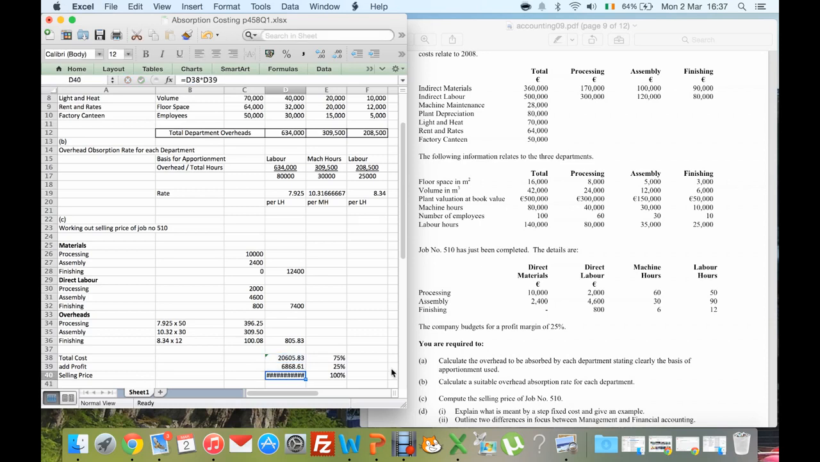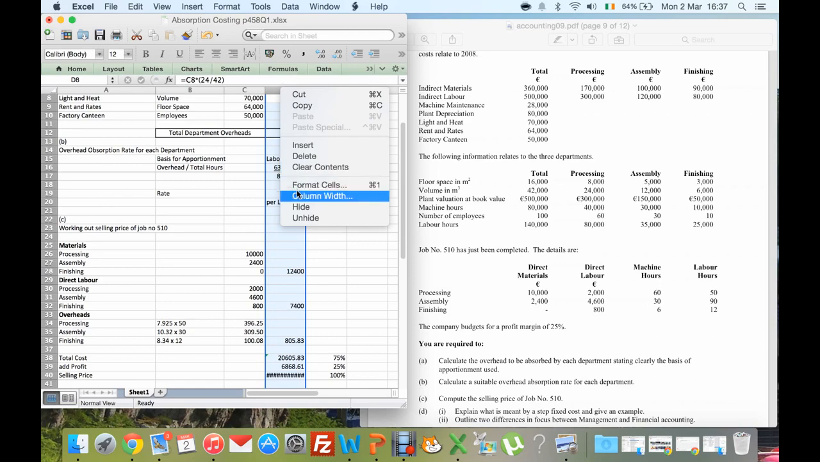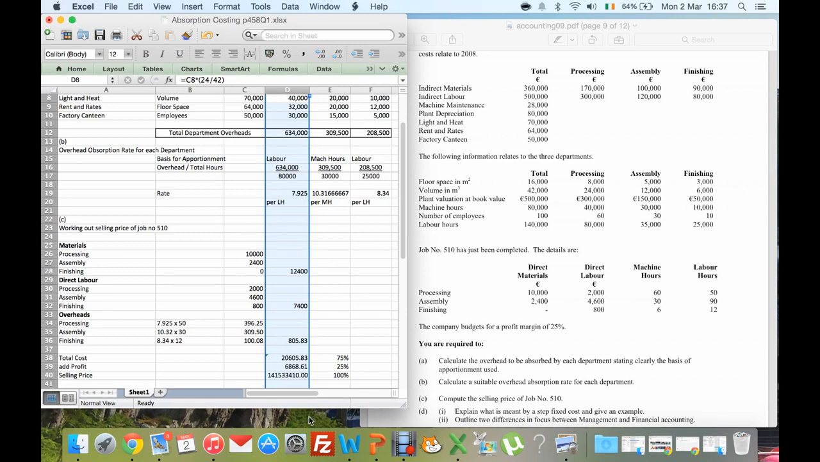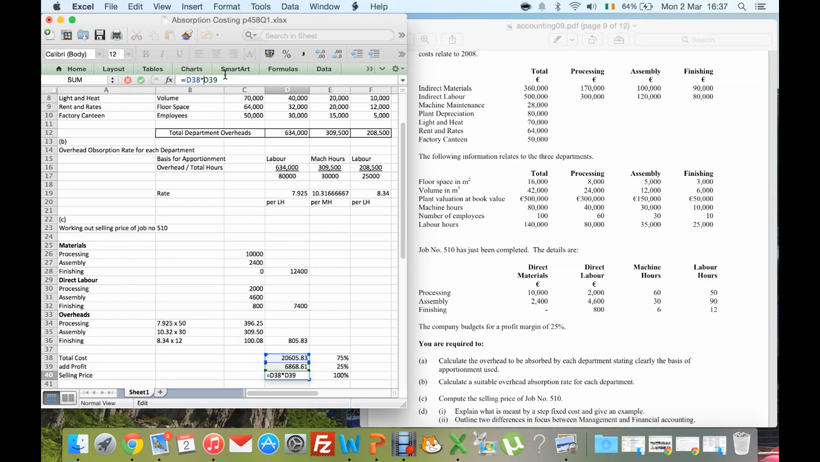Okay, no, that didn't, yeah, I think I just need to widen the column so you can see the number. Okay, no, that's a mistake. No, I multiplied them, I should be adding. There we go. Okay, I hope that makes sense.